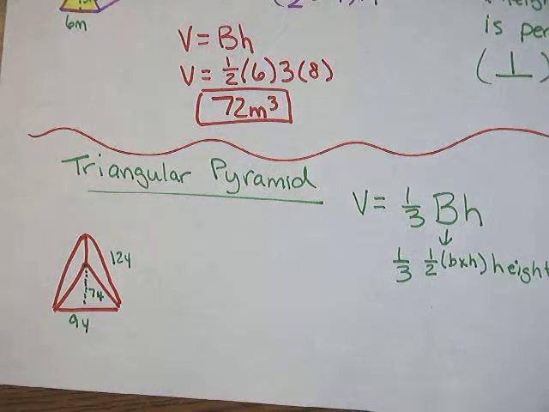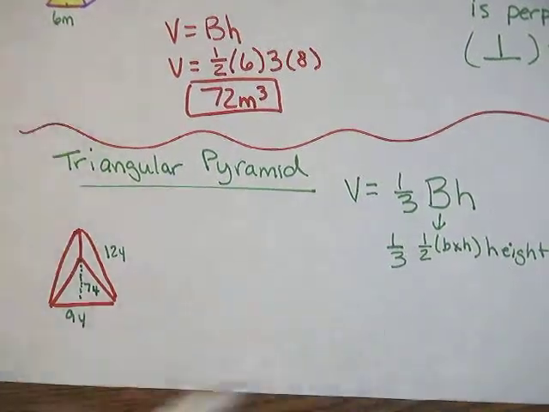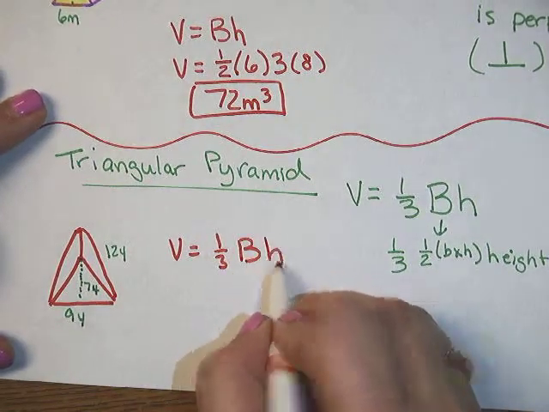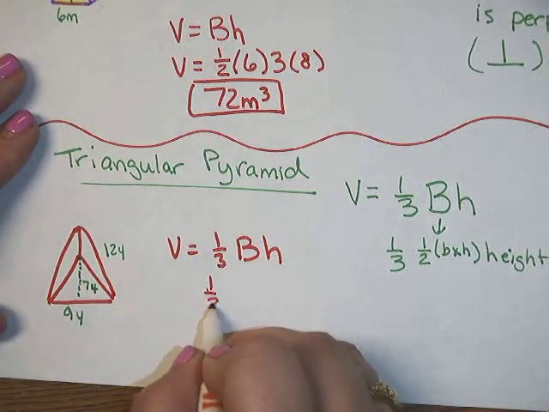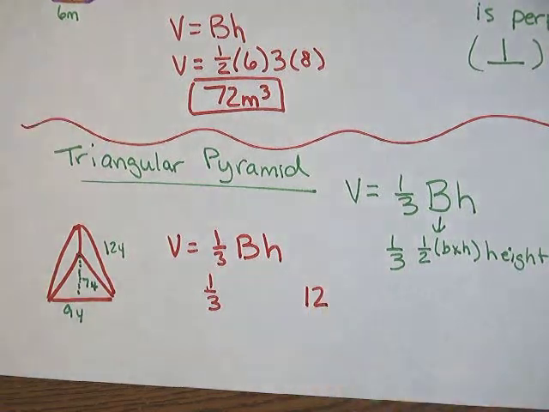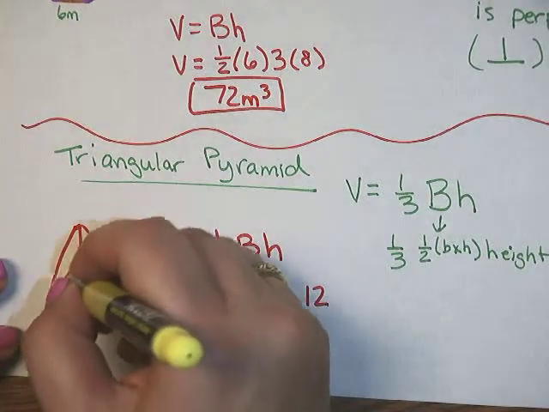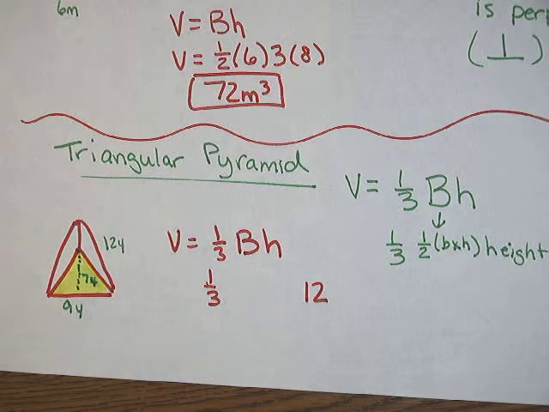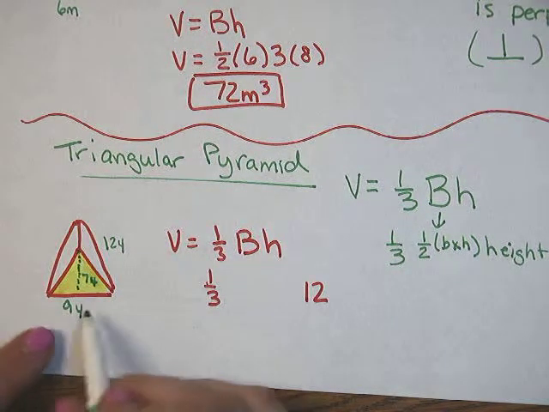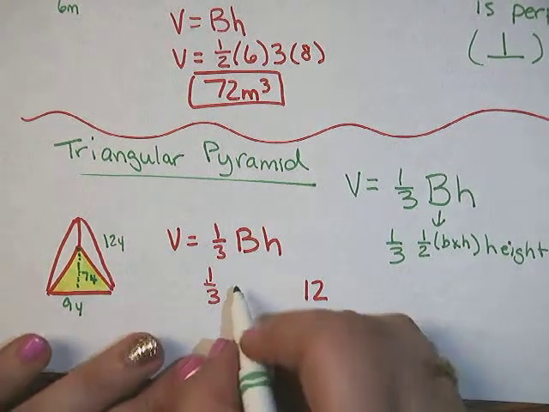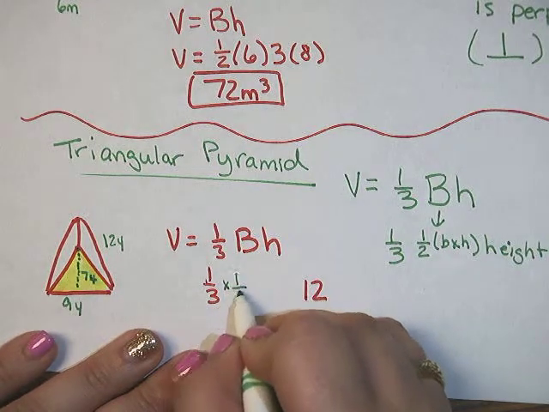This is going to be 7 yards. This is going to be 12 yards. And the base will be 9 yards. My formula, V equals 1/3 capital B H. 1/3 stays there. The height of my pyramid is 12. Now I'm going to use a different color so you can see. I forgot to highlight my base. Does it matter what color you do it? No, because when you're multiplying, the order doesn't matter.